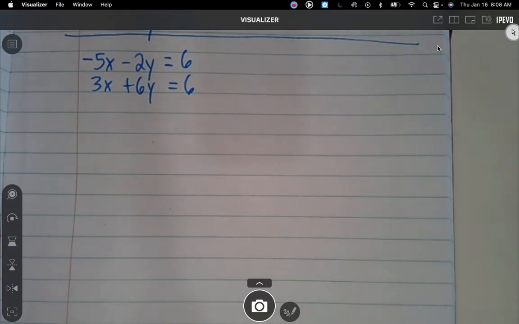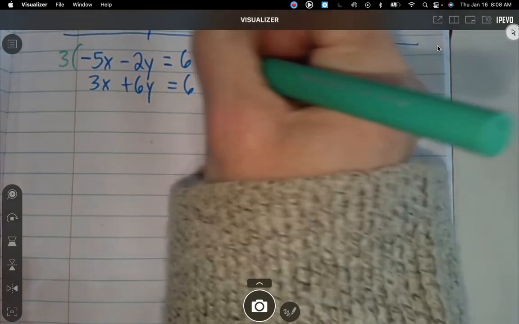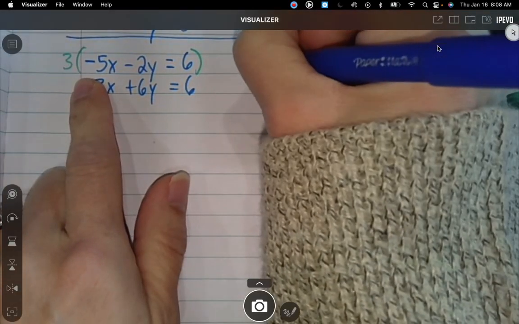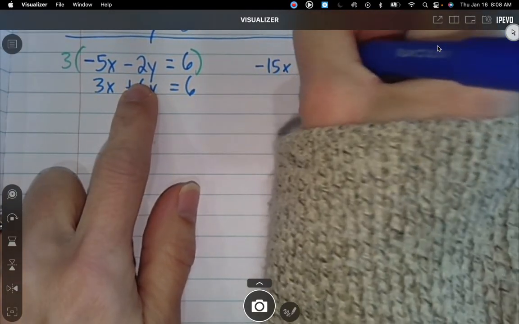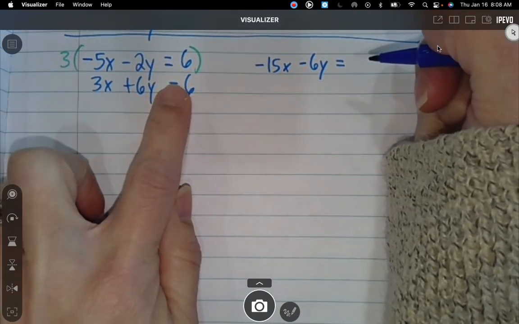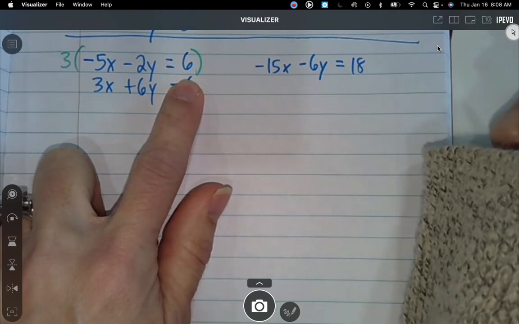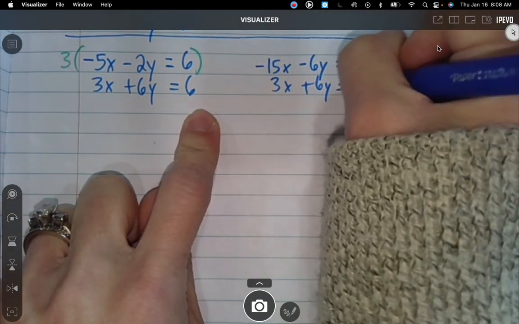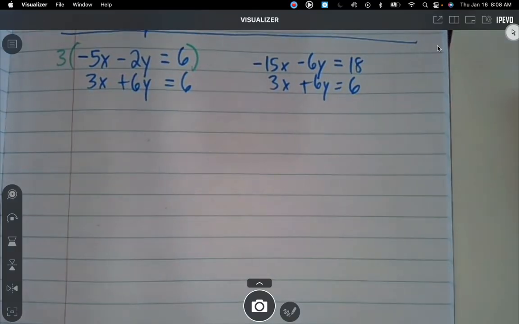So I'm going to take a different color. Let's do this green. I'm going to multiply the whole top equation by 3. Okay? So I would get negative 15x minus 6y. Don't forget the last number. A lot of people forget the last one. Equals 18. And then I'll bring this one over. It's just fine like it is.